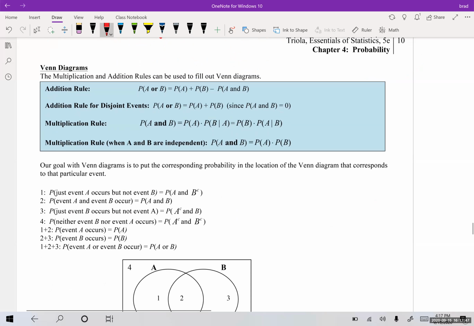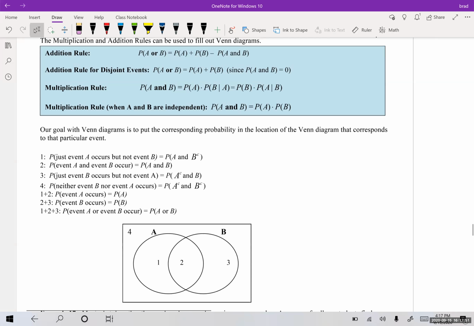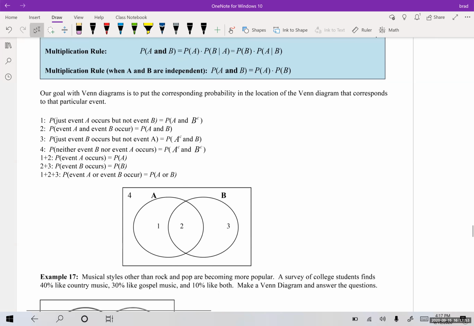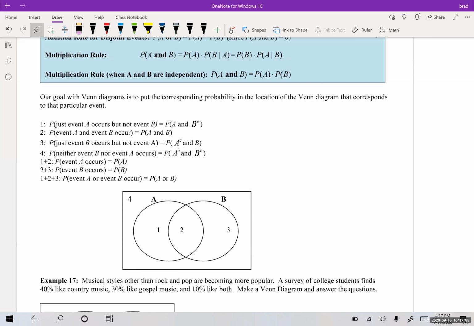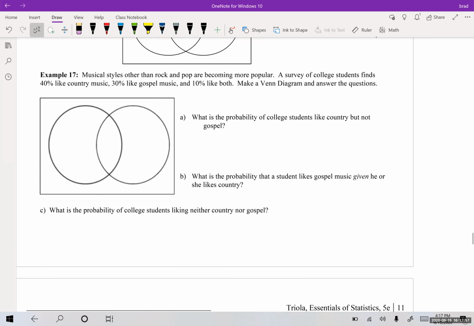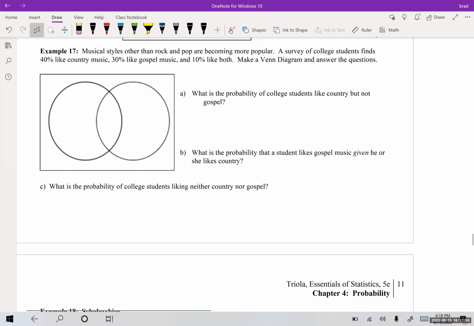All right, so let's look at this Venn diagram. I'll do it in an example, which will be a little bit better than going through all that. It says musical styles other than rock and pop are becoming more popular. A survey of college students finds 40% like country music, 30% like gospel music, and 10% like both. Make a Venn diagram and answer the following questions. Let me turn my page in my notes real quick.